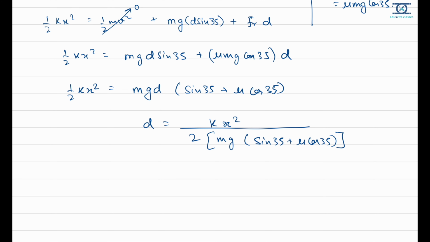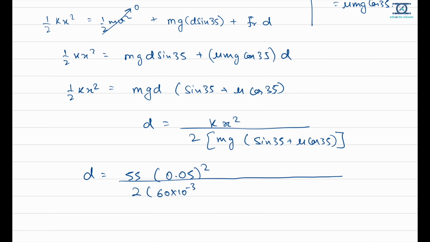Okay guys, so now we know the k, we know x, we know m, we know g. You can put the values. So if I want to put the values, this will be 55. Now if you look at the displacement, compression of the spring, it is 5 centimeters. So in meter it will be 0.05 square divided by 2 times of mass of 60 grams, so 60 into 10 raised to power minus 3 into 9.8 times sine 35 plus nu is 0.61 cos 35.